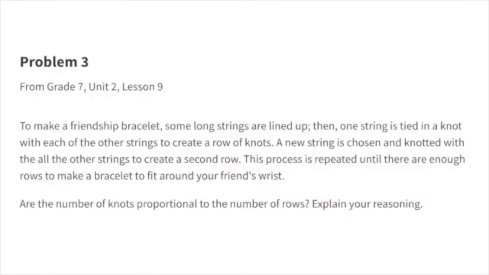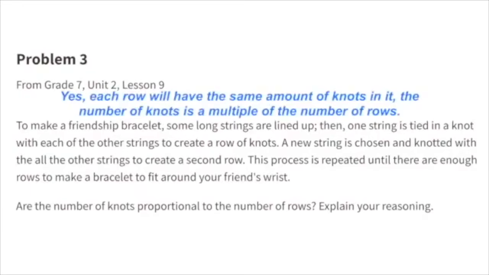Problem number 3 from 7th grade, Unit 2, Lesson 9. To make a friendship bracelet, some long strings are lined up. Then, one string is tied in a knot with each of the other strings to create a row of knots. A new string is chosen and knotted with all the other strings to create a second row. This process is repeated until there are enough rows to make a bracelet to fit around your friend's wrist. Are the number of knots proportional to the number of rows? Explain your reasoning. Yes, each row will have the same amount of knots on it. The number of knots is a multiple of the number of rows.